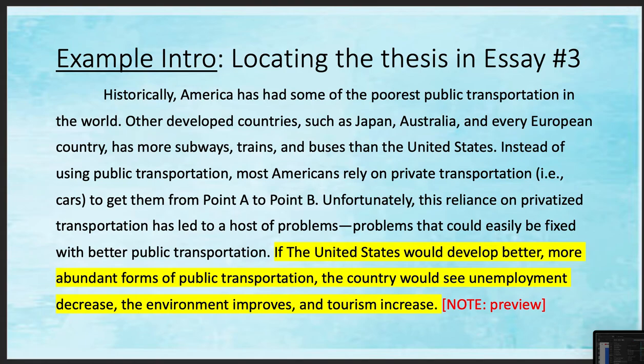So, let's take a look at a sample intro from an imaginary essay number 3. This is not any particular student's introduction. I wrote this. This is from a paper that's about public transportation in the United States. The yellow highlights at the end of this page are your thesis in this paragraph. If the United States would develop better, more abundant forms of public transportation, the country would see unemployment decrease, the environment improve, and tourism decrease.